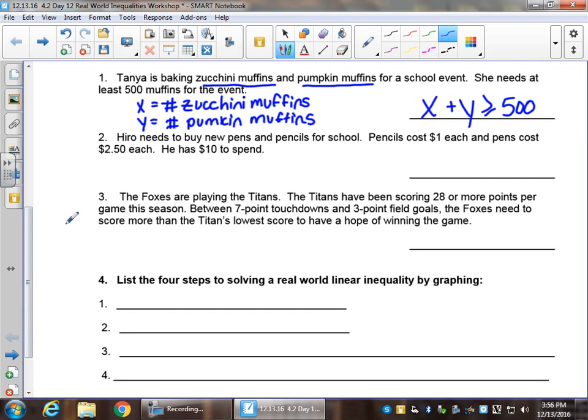Number 2 says, Hero needs to buy new pens and pencils for school. Pencils cost $1 each and pens cost $2.50 each. He has $10 to spend. So I see reference to pens and pencils, and he doesn't know how many he wants to buy. So X will be the number of pens. Y is the number of pencils.